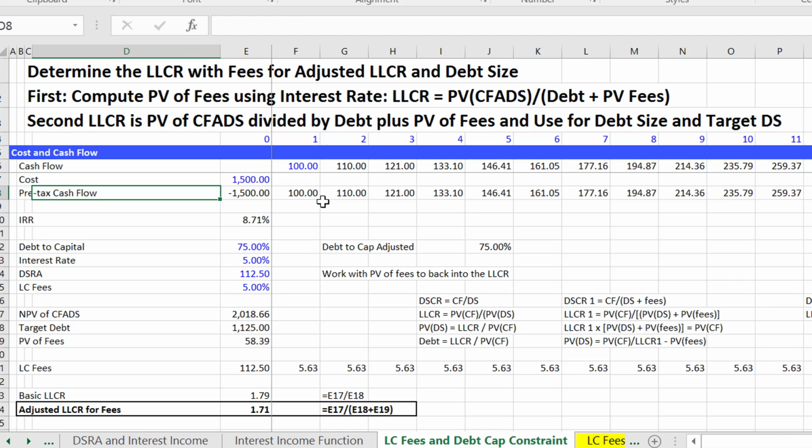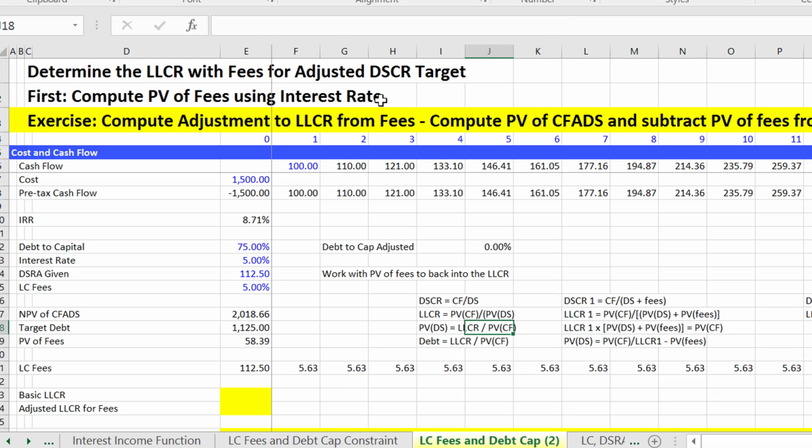And then, oh my God, then we have the debt to capital constraint with the fees, and then you have to use a different formula for this LLCR that's used as a test for the debt to capital constraint. You have to add the fees into the bottom. Again, for me, this was a little bit of a trial and error to get it right. Okay? And I don't care.